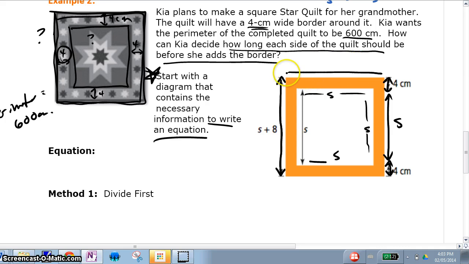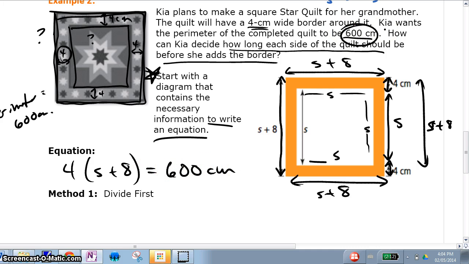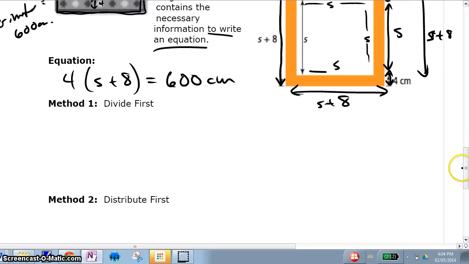Now we can think about our perimeter as a function of that. We've got an s plus 8 along the top, we've got an s plus 8 along this side, and we've got an s plus 8 along the bottom, right? So we use that 4 that we knew, and we got ourselves another way to represent the perimeter. That's going to help us out because now we know that the perimeter is just adding up all those sides, so it's 4 groups of that s plus 8 bit. And that's how we get to 600 centimeters, because the question told us she wants the completed perimeter to be 600 centimeters.